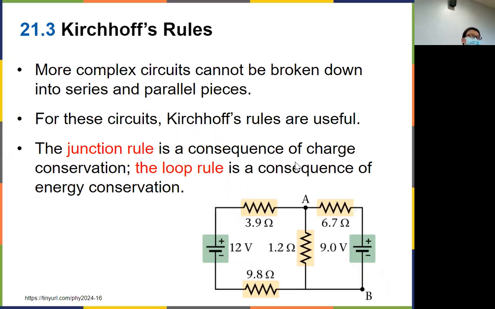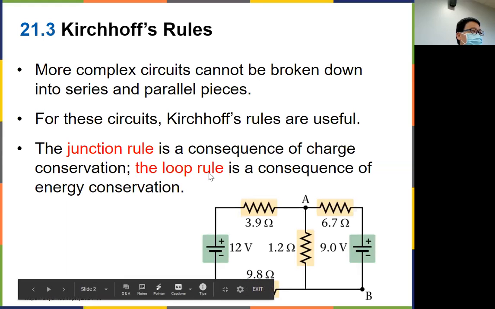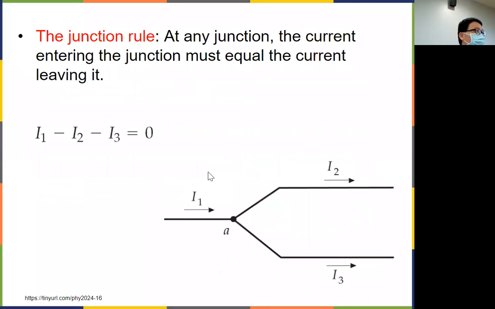Last time we talked about Kirchhoff's rules. You are using two rules here for complex circuits. One is called the junction rule. If you encounter a junction, then the current going in equals the current going out. Let's take it one by one. So this is the junction rule: the current going in equals the current going out.